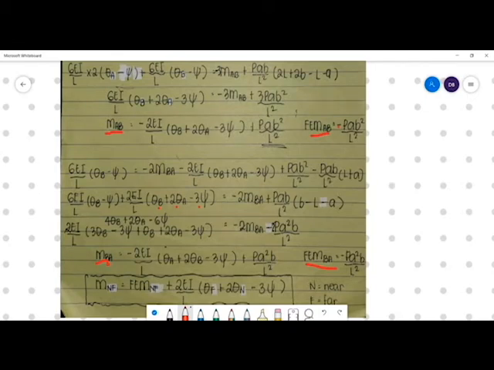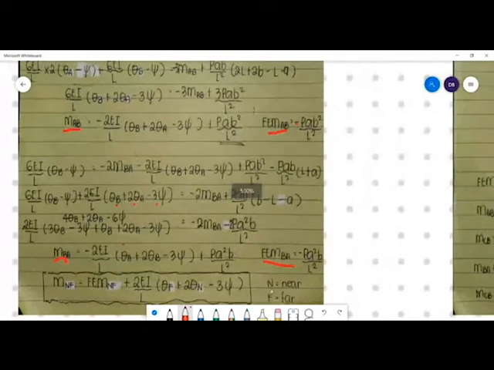So, we form a general formula: M sub NF is equal to FEM NF plus 2EI over L times theta F plus 2 theta N minus 3 psi. N means the near point, and F is the far point. This is the general formula that you can just try to memorize.